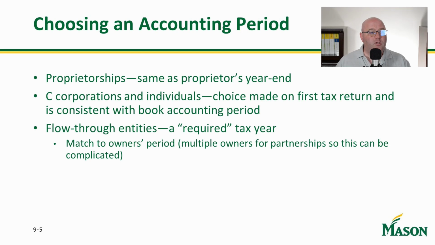All right. So when you choose an accounting period, proprietorships are going to be the same as the proprietor's year. So if you've got a Schedule C, your year end is probably the same as the proprietor's year end. And if they're an individual, I can't guarantee you, but it's probably going to be calendar. Okay. So you're going to follow the calendar year as a result of that. Schedule C. Now here, actually, let's go back.